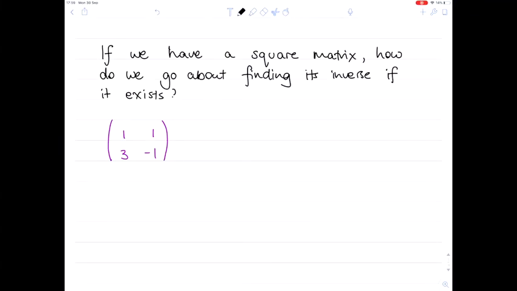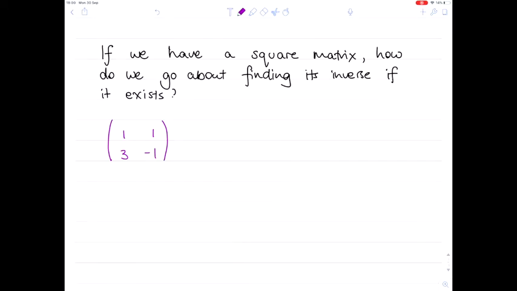Okay, so how can we go about finding this? If we have a square matrix, how can we go about finding its inverse if it exists? Because remember, we showed yesterday that not all square matrices have inverses. Well, it's going to be helpful to look at an example. So let's think about what it is that we want to do.